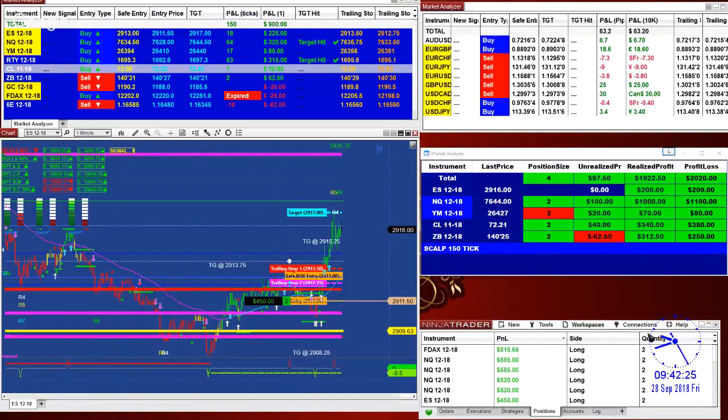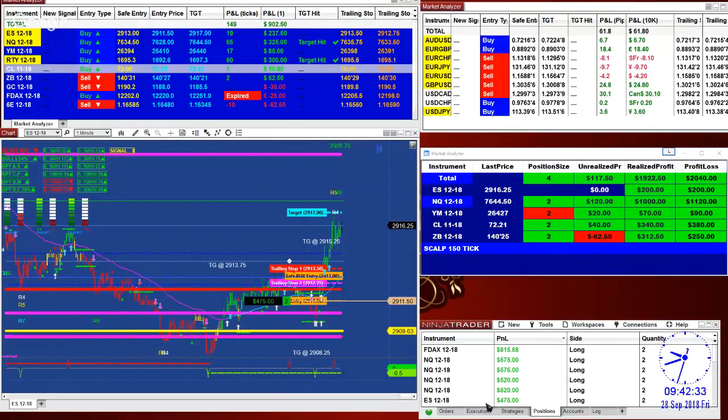And then we have the Ninja Trader controller here, which is doing the swing trading. So there are three different systems: signal entry, scalping, and swing trading. And we start covering everything within seconds.